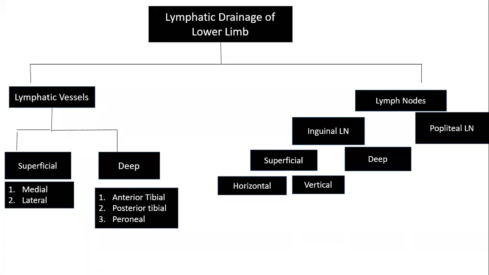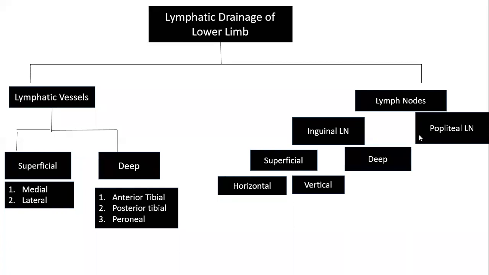medial vessels. Then the lymphatic vessels that form the deep vessels. The deep vessels follow the course of deep blood vessels, which include the anterior tibial, posterior tibial, and peroneal vessels. And ultimately, the deep lymphatic vessels drain into the popliteal lymph nodes. Regarding lymph nodes, they are divided into inguinal lymph nodes and popliteal lymph nodes.